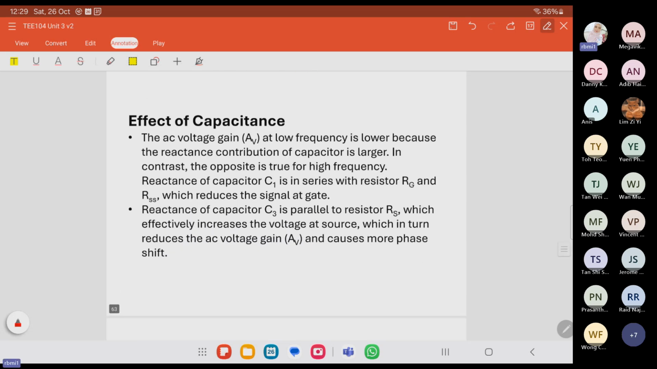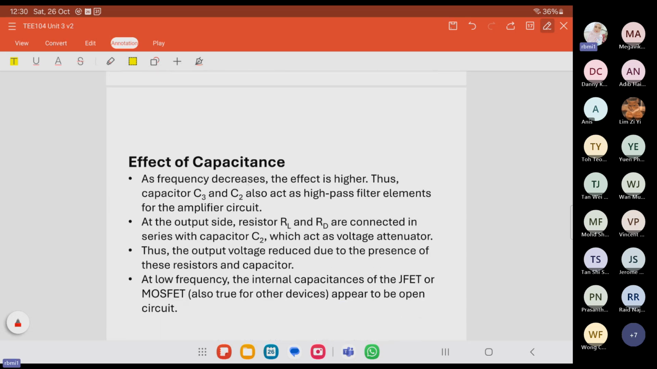For the effect of capacitance, the voltage gain at low frequency is lower because the reactance of the capacitor is large. But it is the opposite for high frequency. We have C1 in series with RG and C3 in parallel with RS in the circuit. As the frequency decreases, the effect is higher. C1, C2 and C3 also act as high pass filter elements.